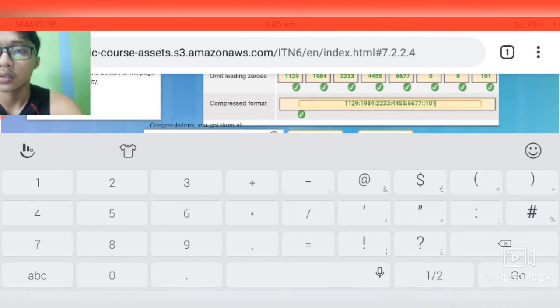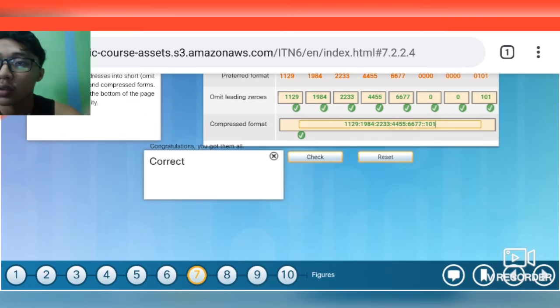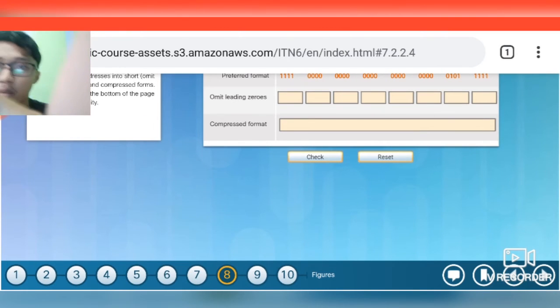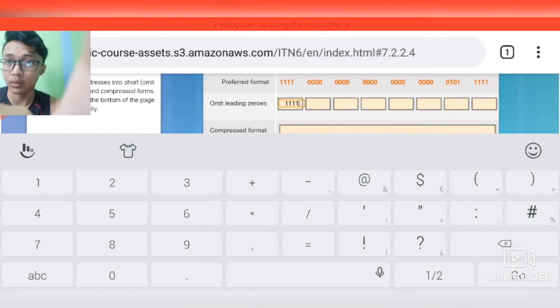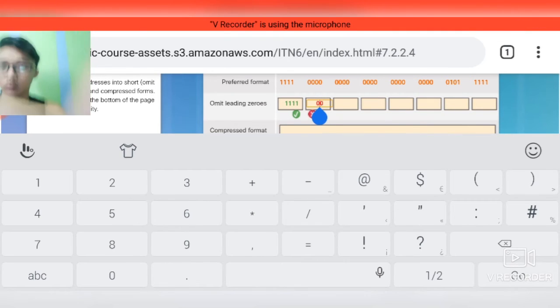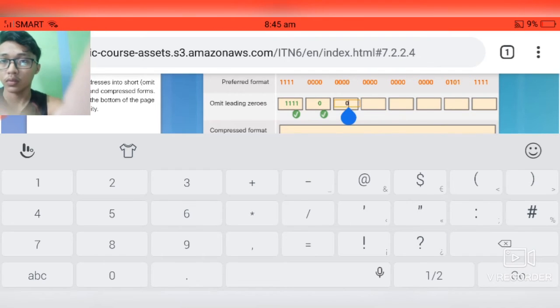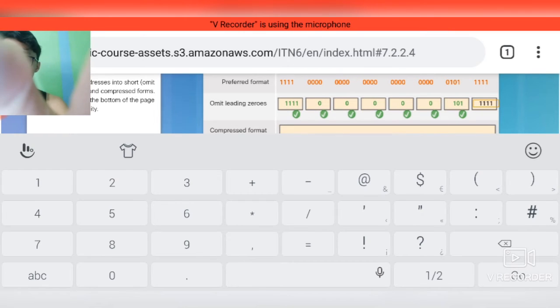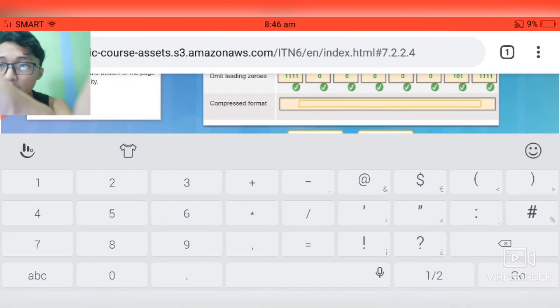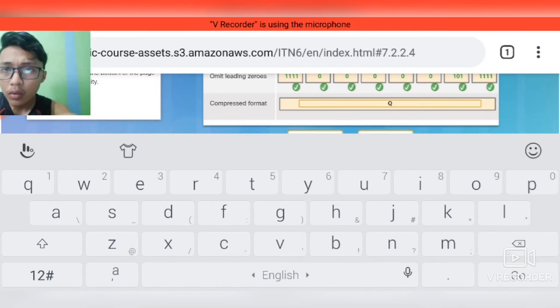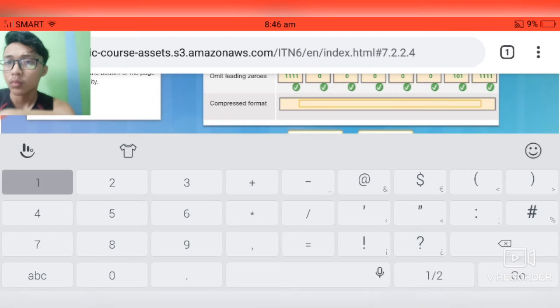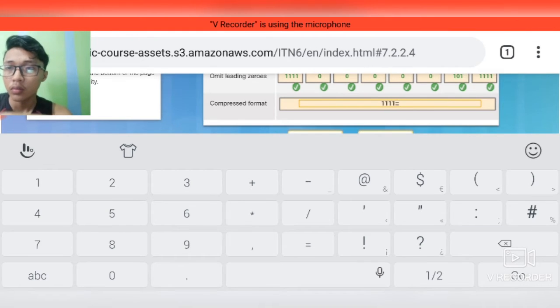So heading to our 8th figure. 8th figure: 111 0 0 0 0 0 0 101 and 1111. Compressed format 11 111 101 111.